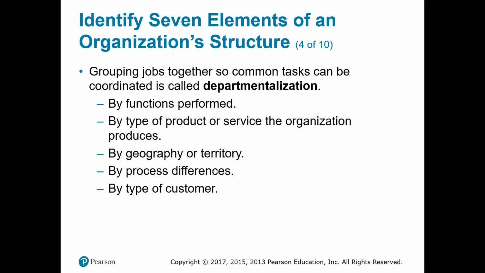If you're a large conglomerate like Procter and Gamble or Unilever, you might follow departmentation based on geography or territory because they literally operate in every possible country that you can think of. By process differences, there could be a department just for quality control. Quality control is a process. There could be a department for production because production is a process. So you can actually have departmentation based on process because each process adds value.